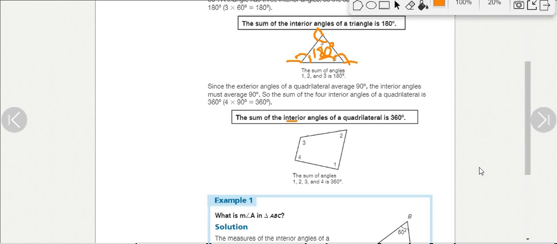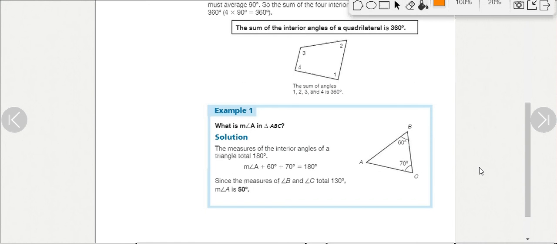Interior angles of a quadrilateral are the same as the exterior. Maybe here the exterior is a little bit less, but here the exterior is more. Sorry, it should go like that. It should go the same pattern each time, like that. So 360 when four-sided. That's all you really need to know to get through today's lesson.